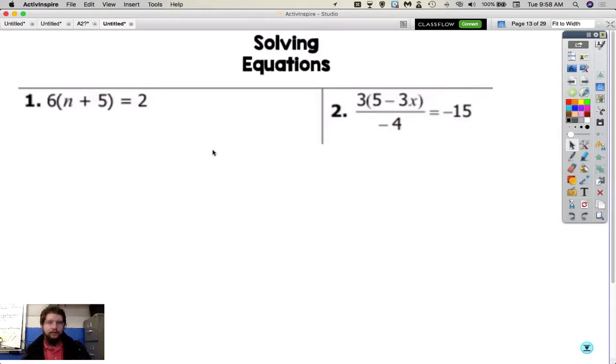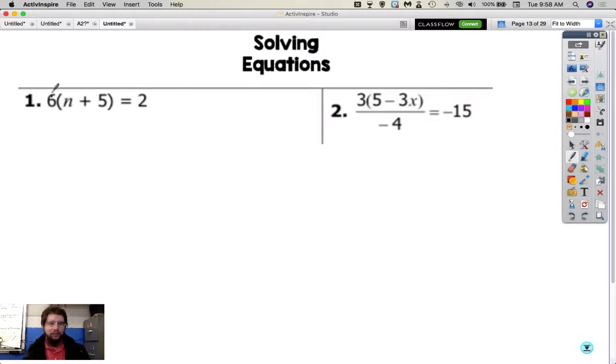All right, guys, today we're going to look at solving equations. We're still in review mode here, but we are going to talk about things a little bit differently than you might have learned in the past. The first thing you want to do is just distribute, combine like terms, do all the simplification. So let's do that first.